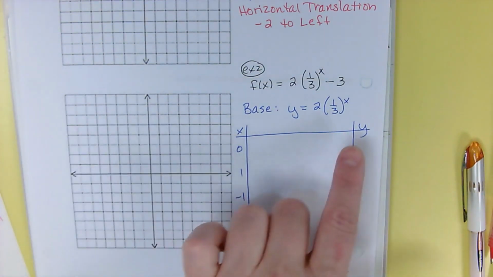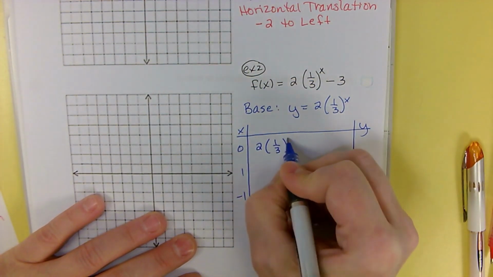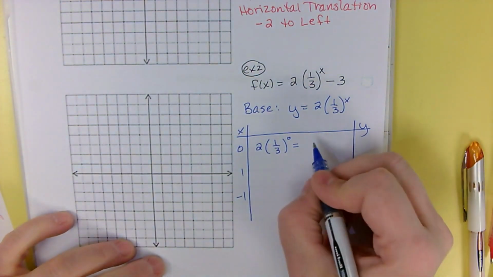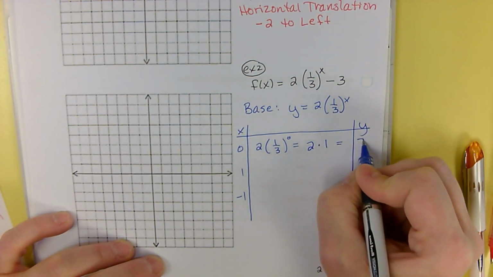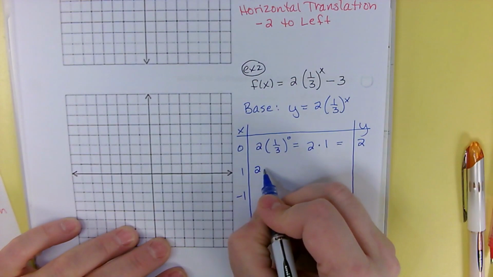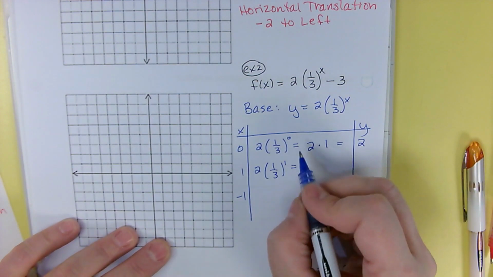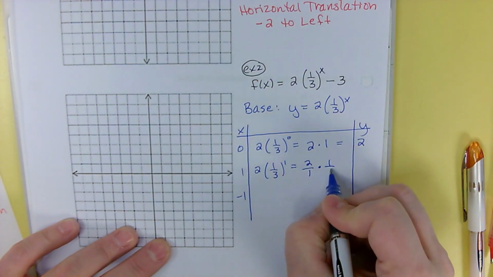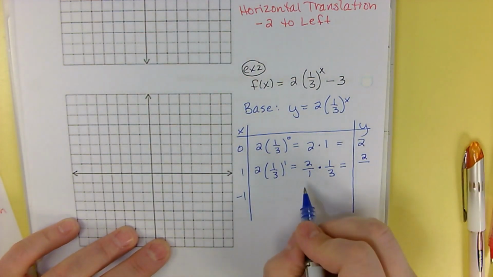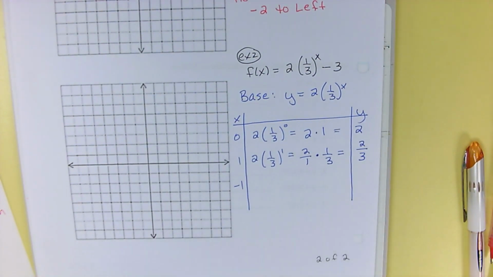So let's take the 0 and substitute it into the base graph. So that would be 2 times 1/3 to the 0. Do the 0 first. Anything to the 0 is 1. So this is 2 times 1, which is 2. Now we do the 1. 2 times 1/3 to the power of 1. Anything to the power of 1 is itself. So I have 2 over 1 times 1/3. Multiply straight across. 2 times 1 is 2. On the bottom, 1 times 3 is 3.